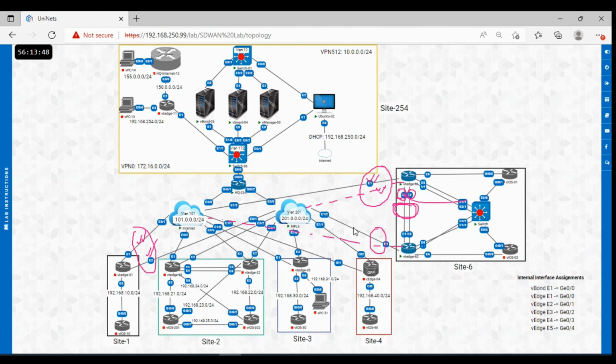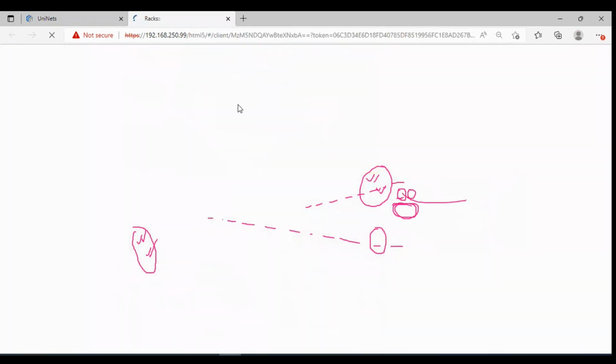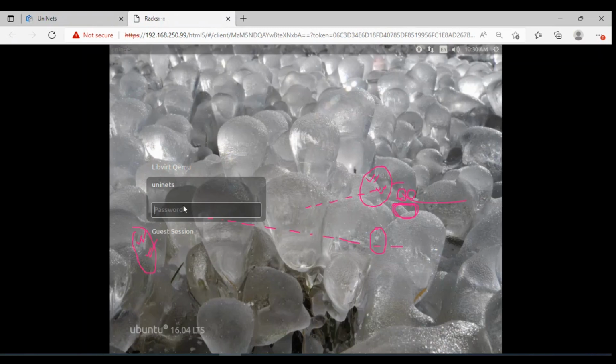Guys, do you have any questions on this? Now we'll start configuring our TLOC extension.